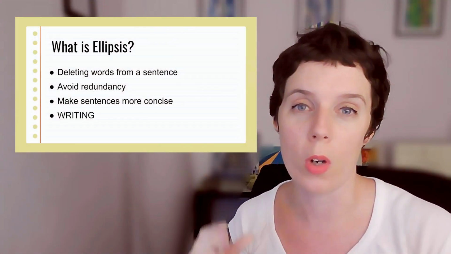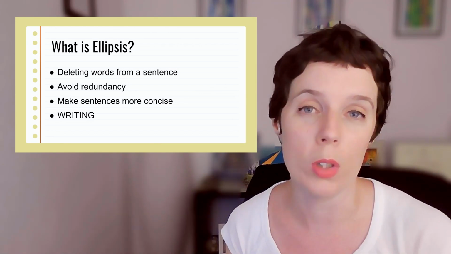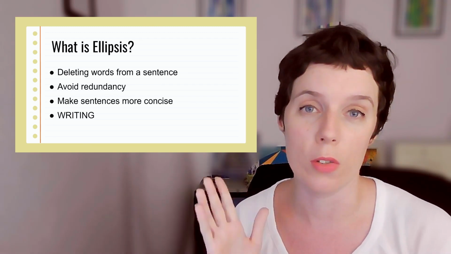So ellipsis and substitution. What on earth is ellipsis and substitution? Why do I need to know it? This is a super important grammar point that you need to show the examiners in your writing in particular. We're going to take a look at ellipsis first. So what is ellipsis? Pretty simple, it just means you're deleting words from sentences, unnecessary words or redundant words.